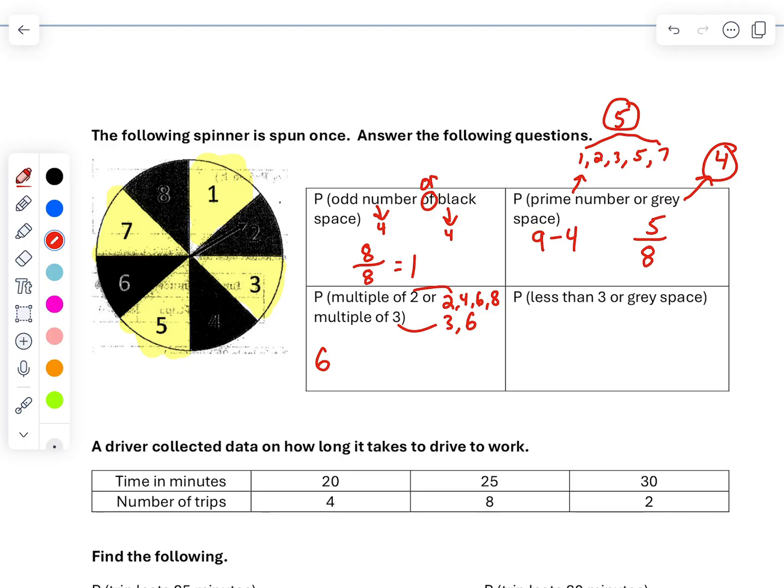Do we have anything that's overlapped? The only overlap that I see here is the number 6. That appears in both of those. So we have 1 overlapping event, so we have to subtract 1 out of that. And when we do that, we get 5 out of 8 chance. Notice your denominator is still the total number of outcomes.